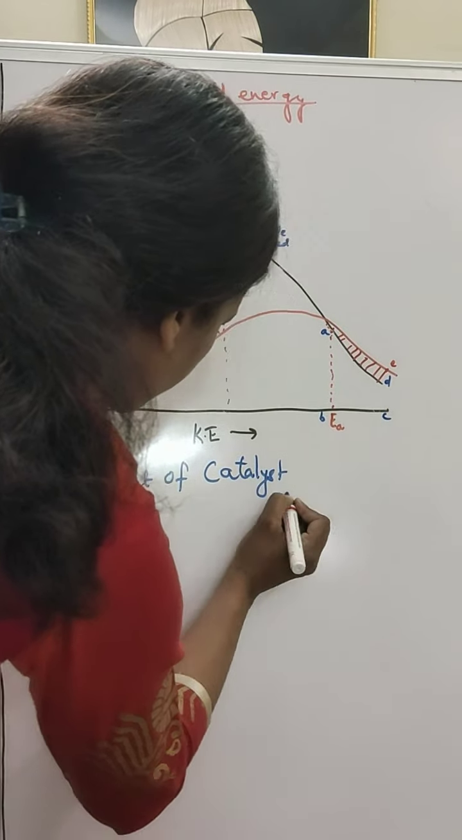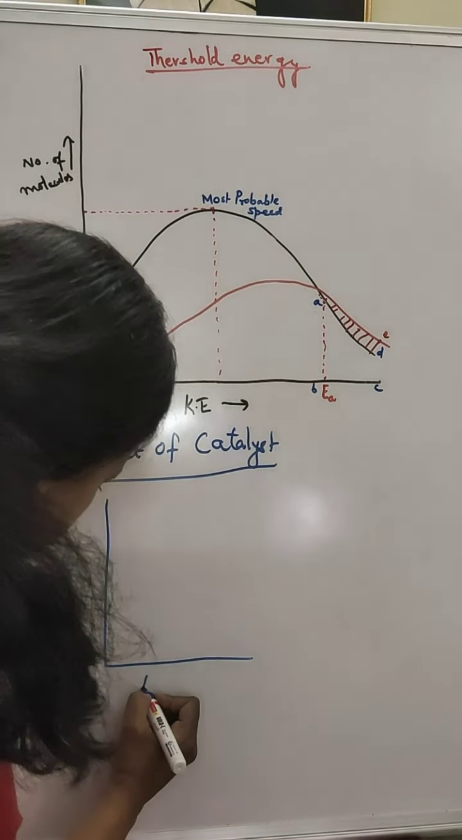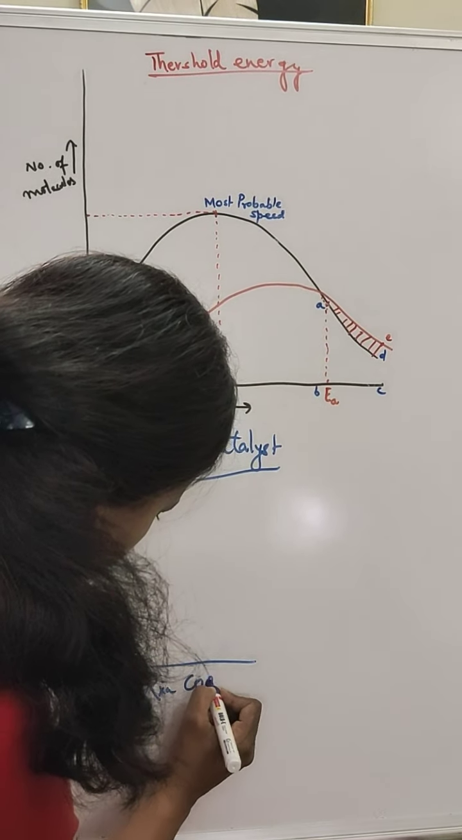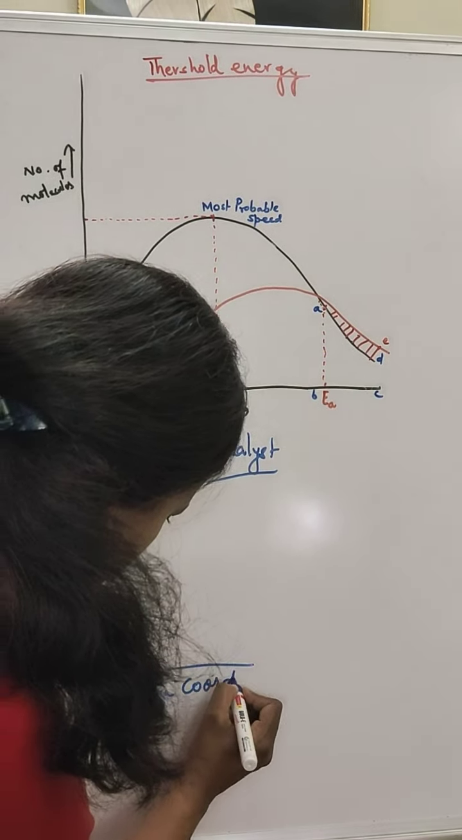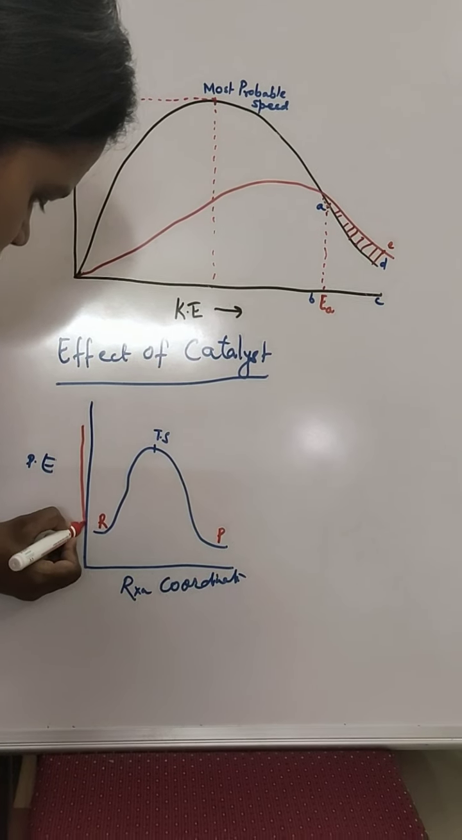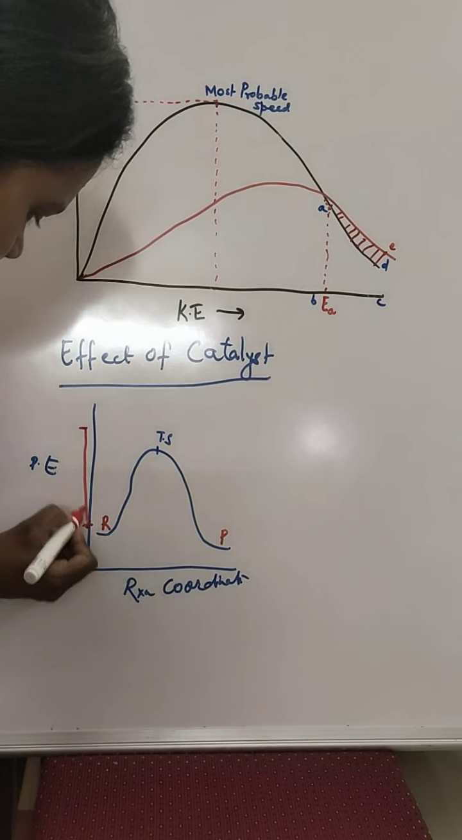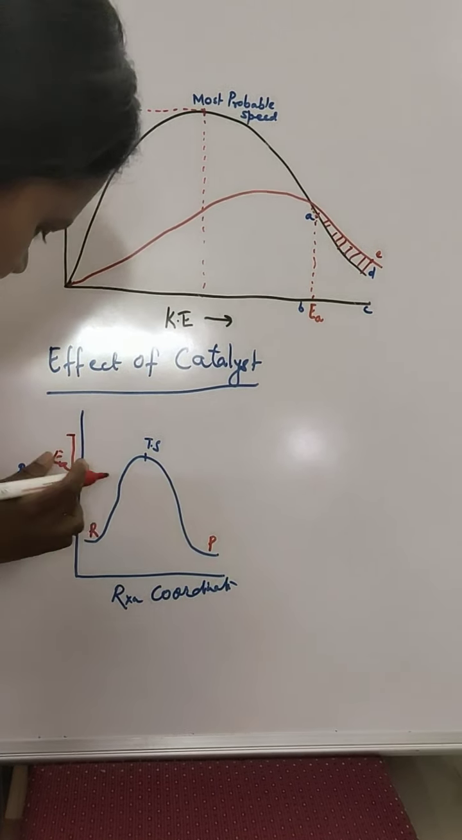this is the energy, the potential energy you can say, and this is the reaction coordinate. So the graph which we got was like this: the reactants, the transition state, and then the products. This is the transition state. These are the reactants here, and we have the product. Now once the catalyst is introduced, what happens? And this is our activation energy, from here to here. This is our Ea, activation energy.